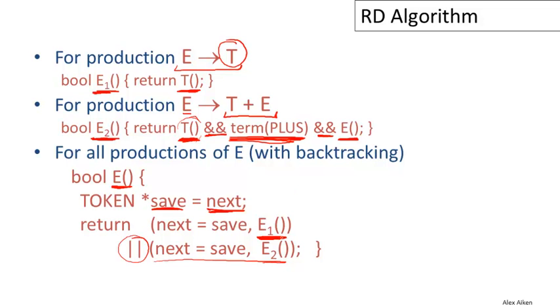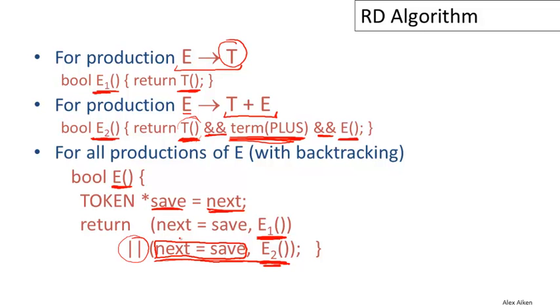Now, let's consider what happens if E1 returns false. Well, if E1 returns false, then the only way this OR can be true is if the second component is true. And what's the first thing we do? The first thing we do is restore the next pointer, okay, before we try E2. And if E2 returns true, then the whole thing returns true, and the E function succeeds. If the E function fails, well, then we're out of alternatives for E, and the failure is going to be returned to the next higher level production in our derivation, and it will have to backtrack and try another alternative.